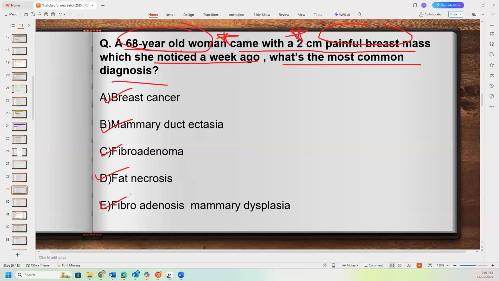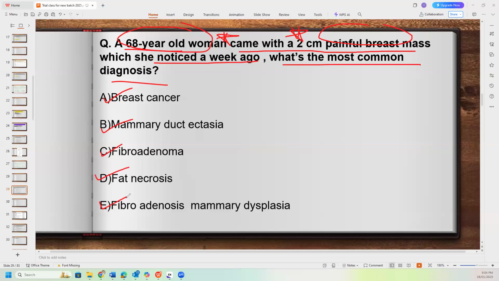Very good. So always remember a rule of thumb, guys. A postmenopausal female coming with a breast lump is breast cancer until proven otherwise. Mammary duct ectasia presents with a toothpaste-like discharge from the nipples. Fibroadenoma is not common in postmenopausal age. It's very common in the young age group, and it's a hormone-dependent tumor which shrinks during postmenopause. Yes, breast cancer can present with a painful lump as well.